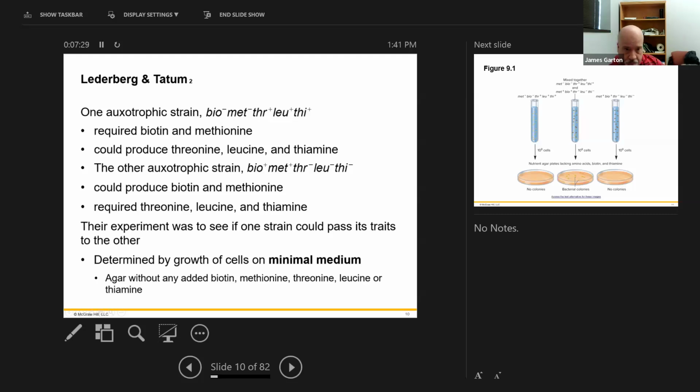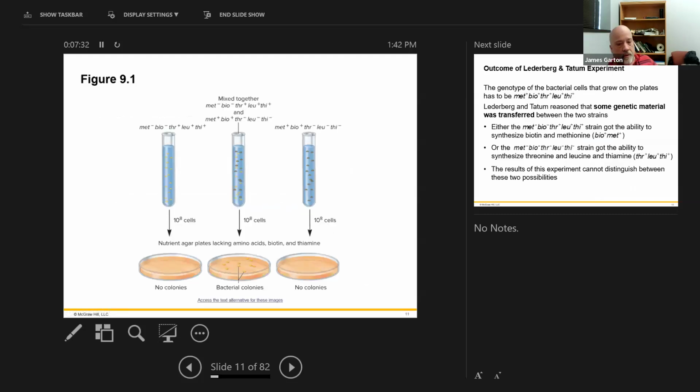And so they had a bunch of strains. They had diluted these mixtures all to the right concentration. And in one tube, they had one auxotroph, and in one tube, they had the other. And in this center tube, they had mixed together auxotroph strain number 1 and auxotroph strain number 2. And they would let that sit for a while. And they would take samples from all three tubes and plate it on minimal media.